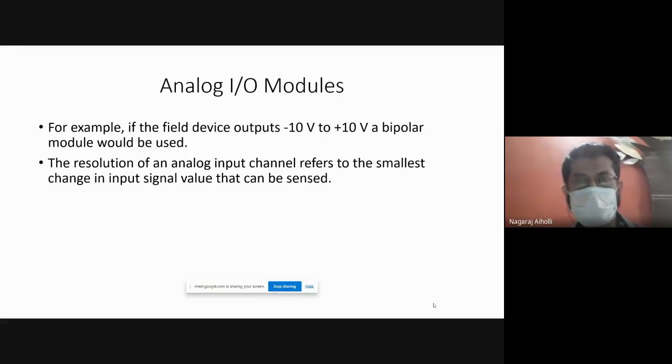Unipolar means it is only in one direction, say from 0 to plus 5 volts or from 0 to plus 10 volts. Whereas bipolar is minus 10 volts to plus 10 volts, or minus 5 volts to plus 5 volts. It is in both the directions. So one is the unipolar, another one is the bipolar.